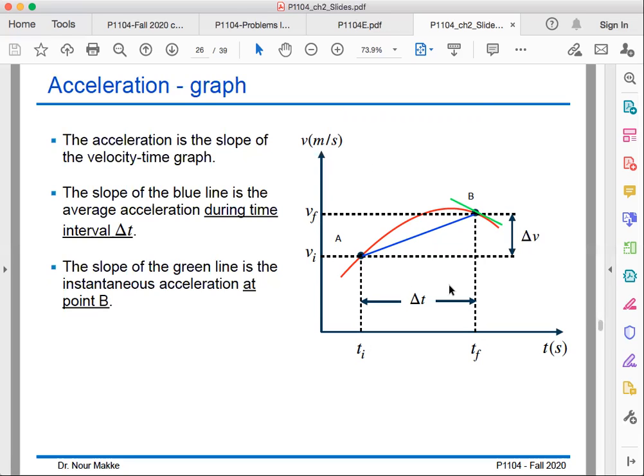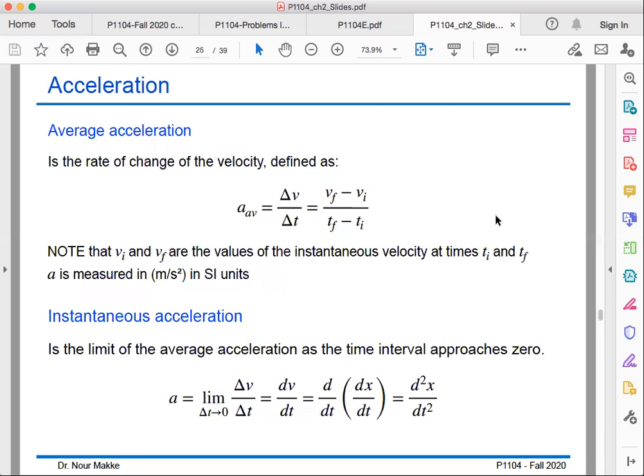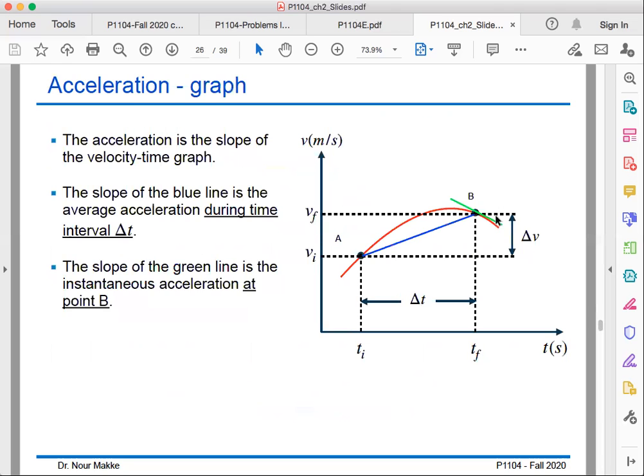You will see at the end that the average acceleration, which is defined in a given time interval, is nothing else than the slope of the line that connects A to B, because the slope of this line is just delta V over delta T. And we can also conclude that the slope of the green line at a given point is nothing else than the instantaneous acceleration. So also for the acceleration, we can define all the variables, whether average acceleration or instantaneous acceleration, on a graph.